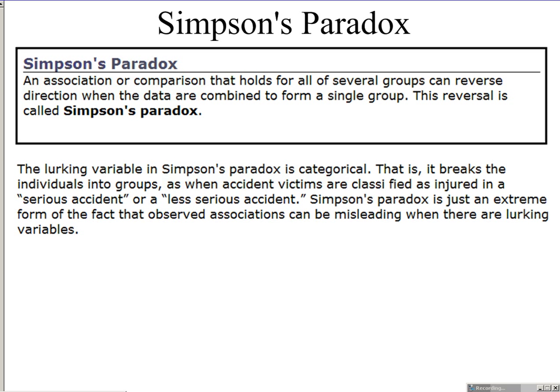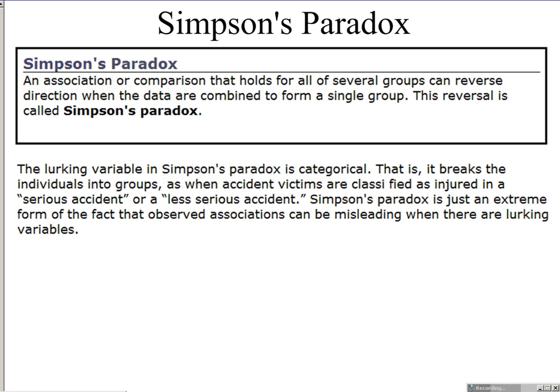An association or comparison that holds true for all of several groups can reverse directions when the data are combined to form a single group. This reversal is called Simpson's Paradox. The lurking variable in Simpson's Paradox is categorical. That is, it breaks the individuals into groups, as when accident victims are classified as injured in a serious accident or less serious accident. Simpson's Paradox is an extreme form of the fact that observed associations can be misleading when there are lurking variables.